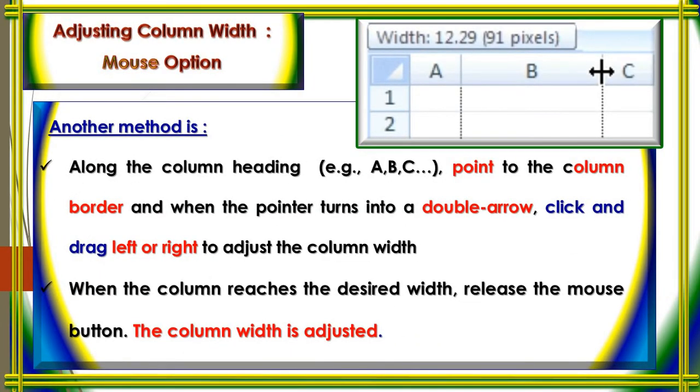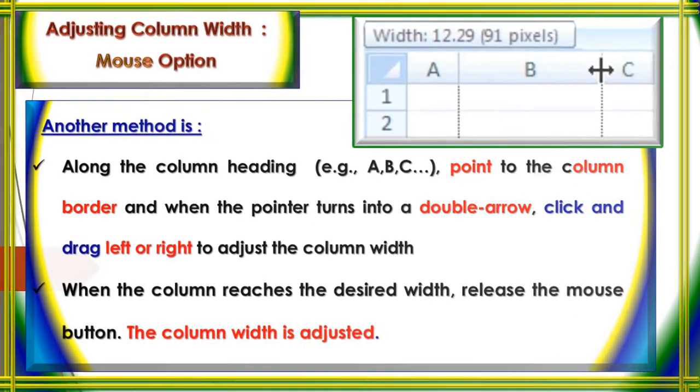Another method for adjusting column width using mouse option is along the column heading, that is A, B, C, point to the column border, and when the pointer turns into a double arrow, click and drag left or right to adjust the column width. When the column reaches the desired width, release the mouse button. Now the column width is adjusted successfully.